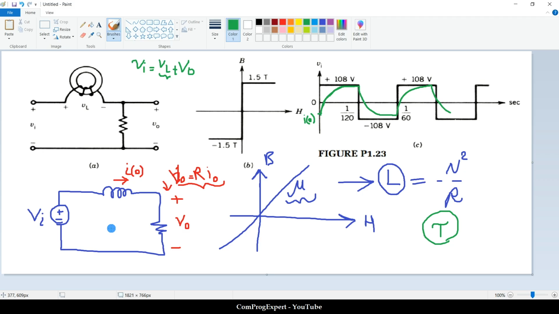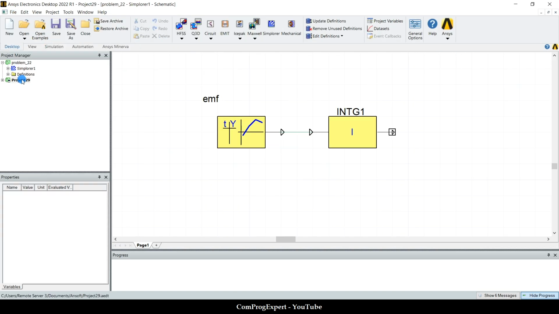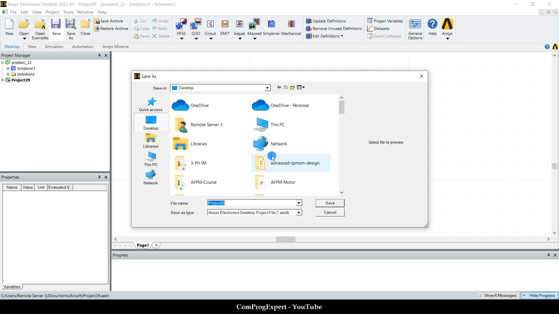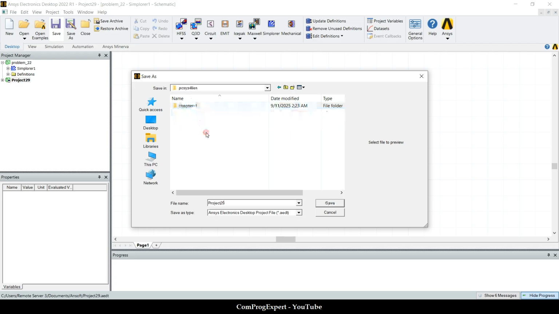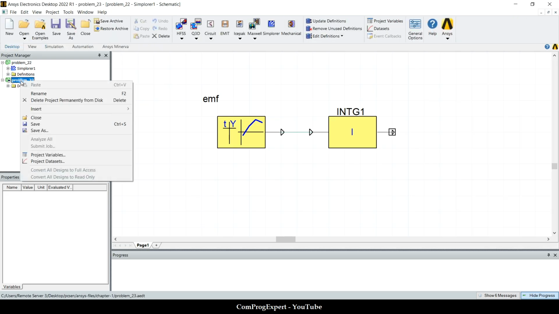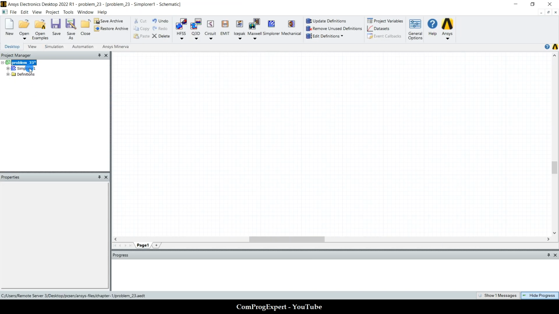You can solve this circuit manually, but I am going to use Simplorer to explain the details of this problem. So let's generate a new project and save it. This is problem 23. ANSYS files, problem 23, excuse me. Save. Let me generate a new Simplorer design and close this one.